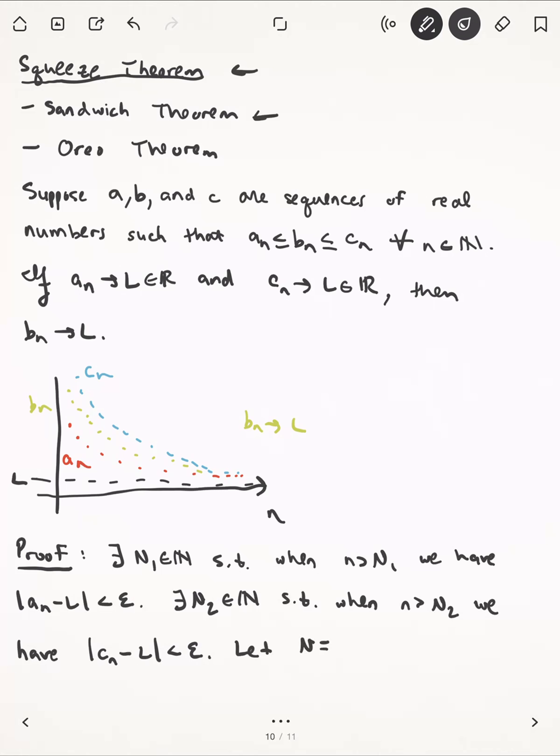Let capital N be the maximum of N1 and N2. Suppose n is bigger than that natural number. We have a sub n is less than or equal to b sub n, and b sub n is less than or equal to c sub n, which gives a sub n minus L is less than or equal to b sub n minus L, and that's going to be less than or equal to c sub n minus L.